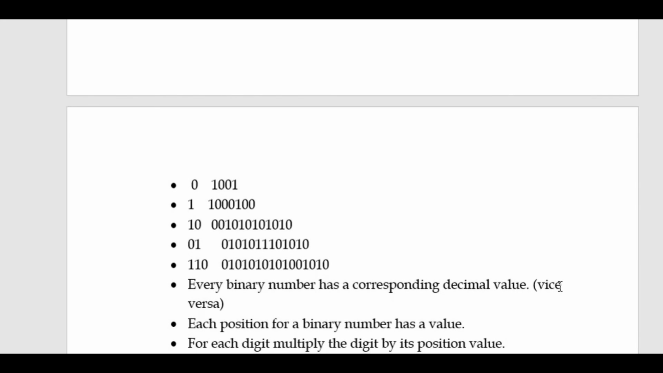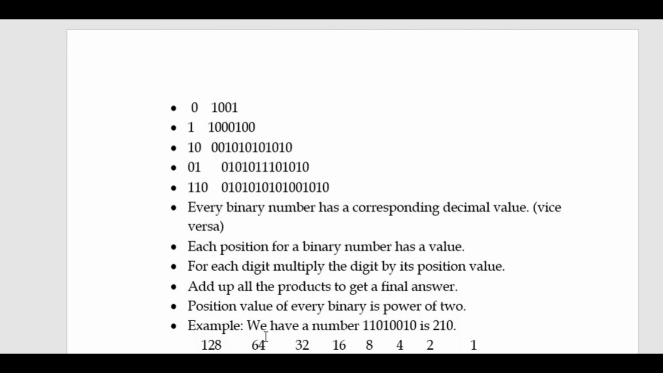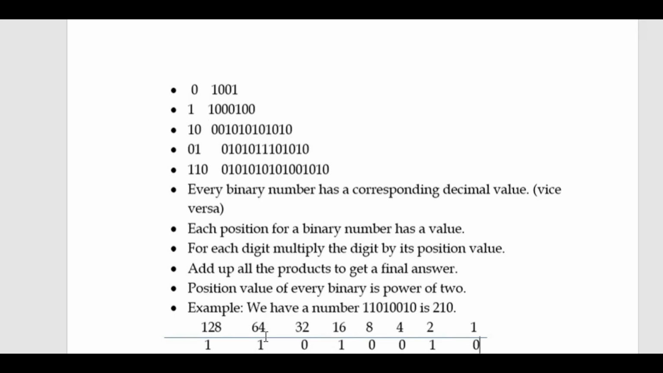Every binary number has a corresponding decimal value. Each position of a binary number has a value. So down we have an example. We'll discuss it in detail. For each digit, multiply the digit by its position value. Add all the products to get the final answer. The position value of every binary number is a power of 2.